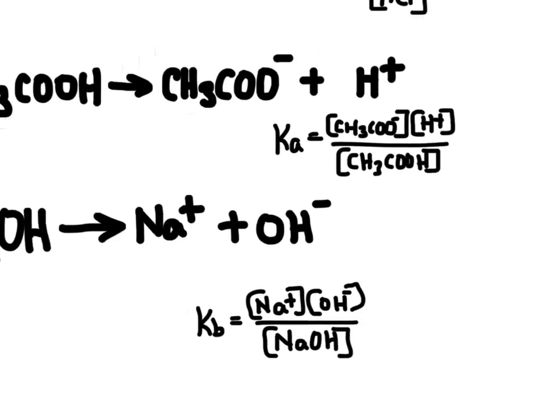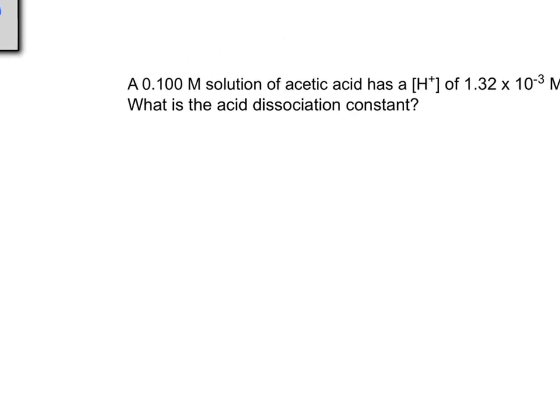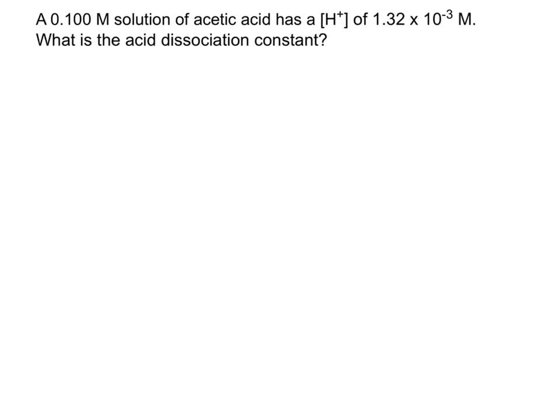So let's go ahead and try calculating one of these constants. So this problem says a 0.1 molar solution of acetic acid has a hydrogen ion concentration of 1.32 times 10 to the negative 3 molar. And it says, what is the acid dissociation constant?